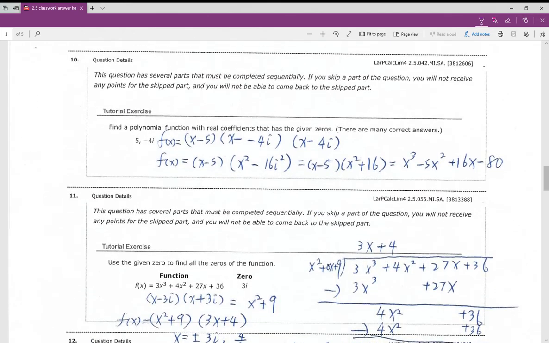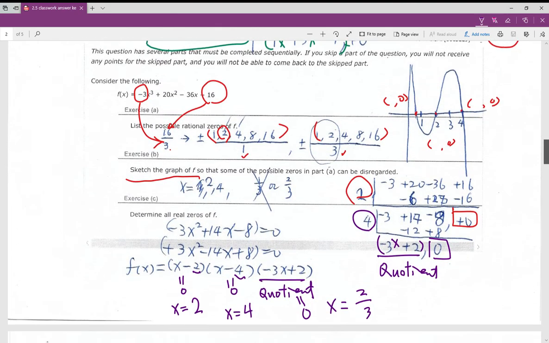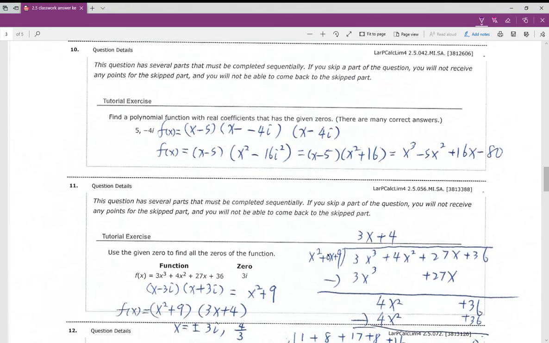Number 10. Number 10 is the opposite question compared with the previous question. Previous question, I give you a polynomial, and you need to find the zeros for me. Now start from number 10, I give you 2 zeros, and ask you to give me back the polynomial. Now, pay attention here. There are many correct answers.